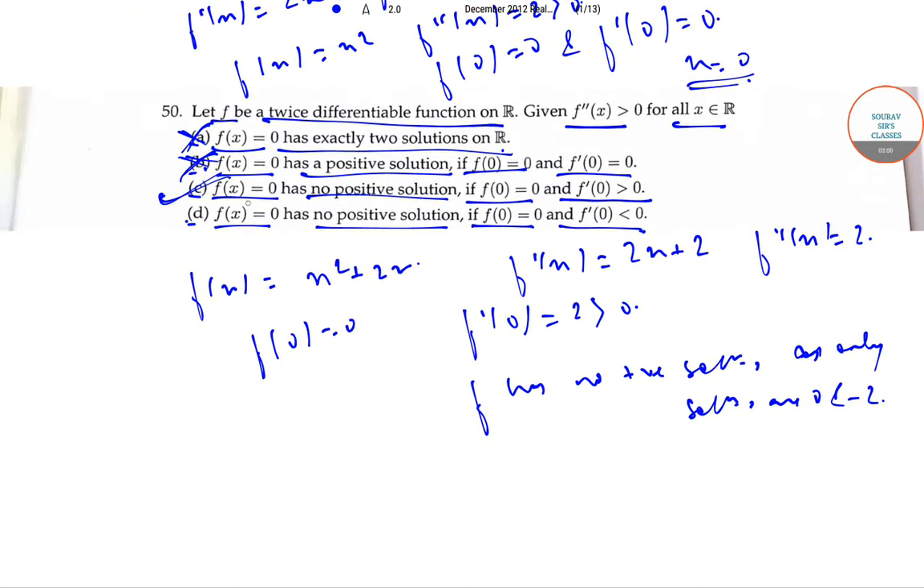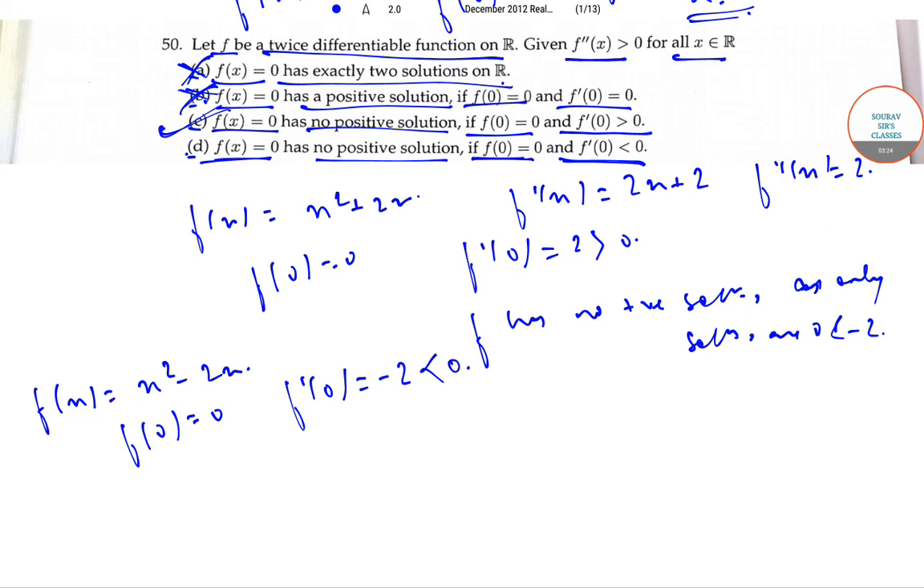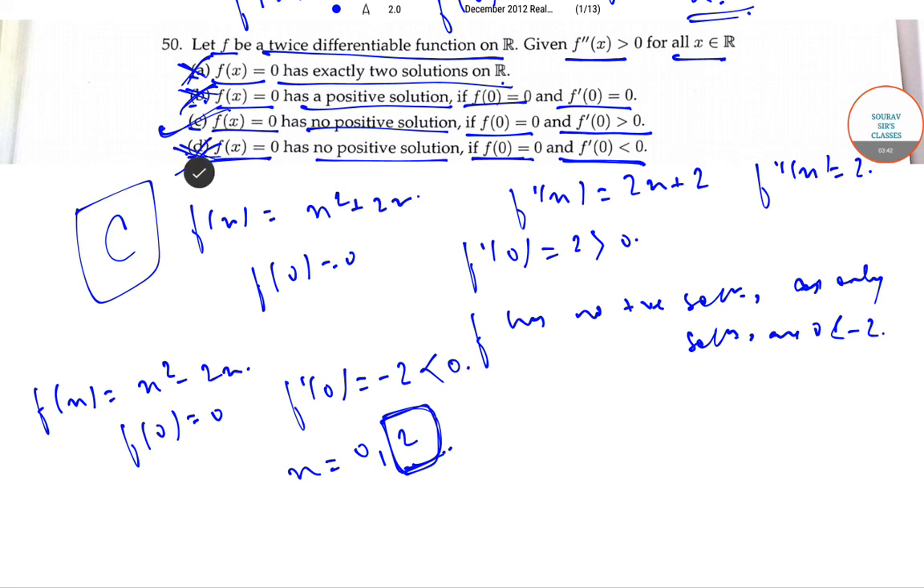And for option D, that is f(x) = 0 has no positive solution if f(0) = 0 and f'(0) less than 0, take f(x) = x squared minus 2x. Then f(0) = 0 and f'(0) = minus 2 less than 0. Now very clearly f has a positive solution as the solutions are x = 0 and 2. So we have a positive solution in 2. Therefore option D is again incorrect. Thus option C is the only correct answer.